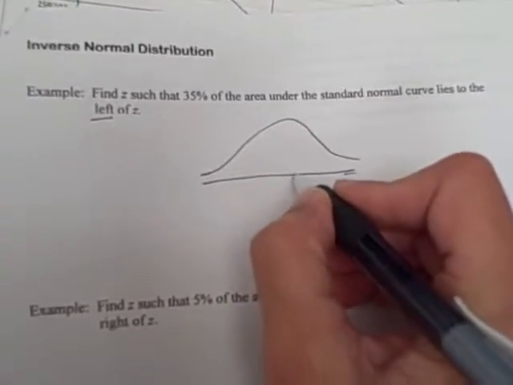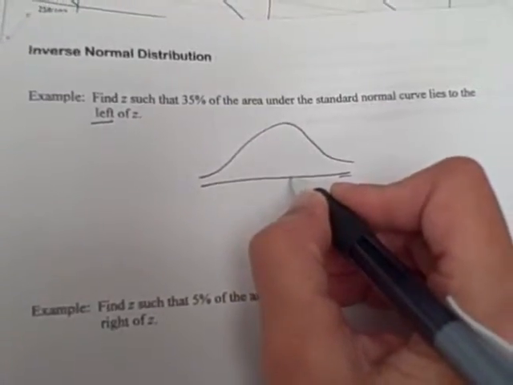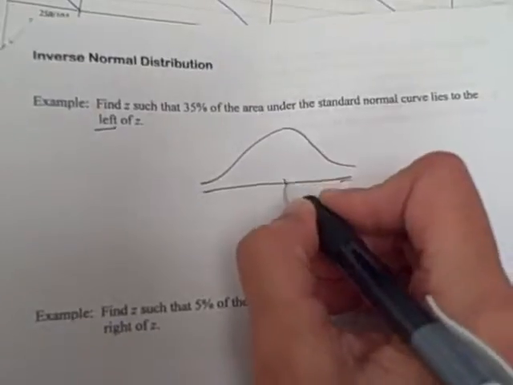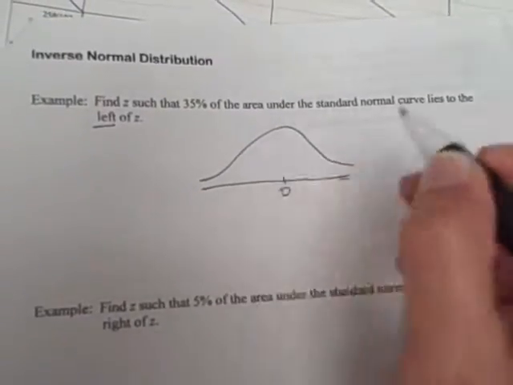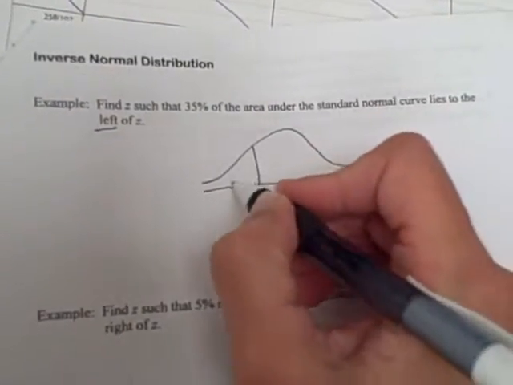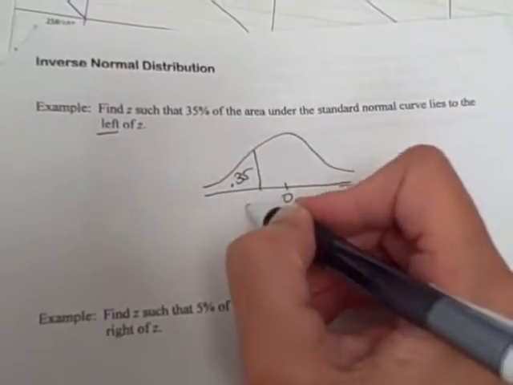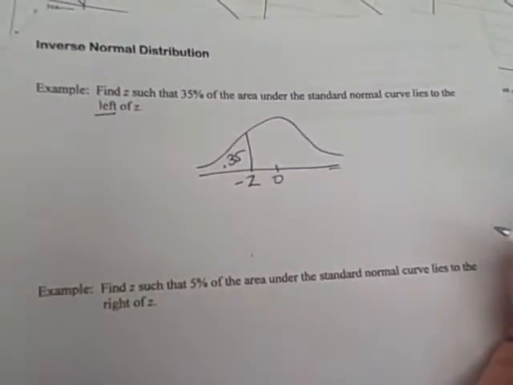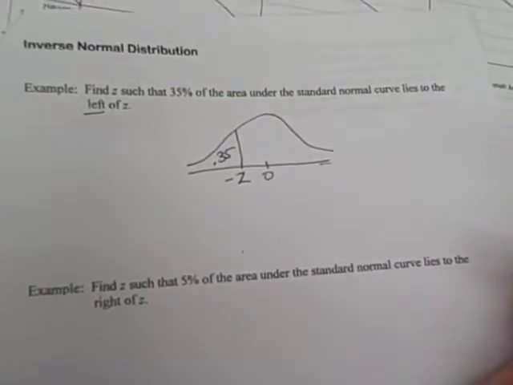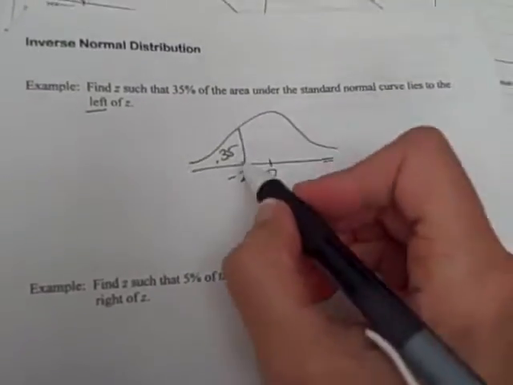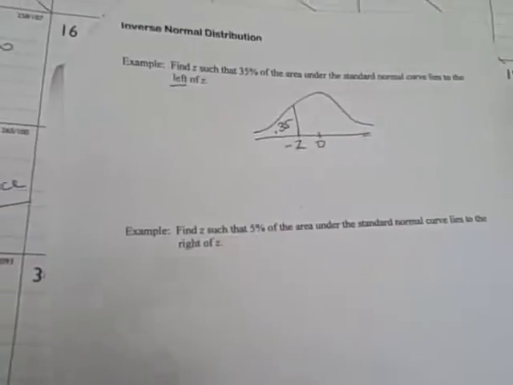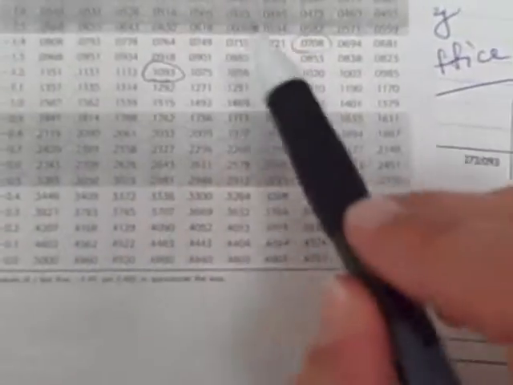If I'm right in the middle, I have 50% to the left. So I know I'm over here a little bit. I know this is my 0, 50%. I'm over here somewhere. I know I'm on my negative z side. I just don't know what it is. And 35% of the area is to the left. So this is an area to the left. So I need to go to my z table, where my negatives are, and look at the areas and try to get as close to 0.35 as possible.